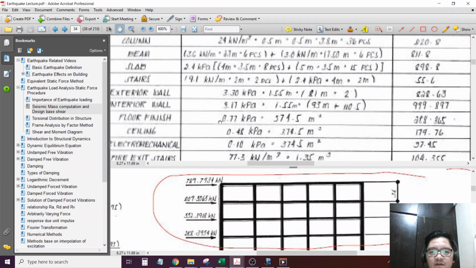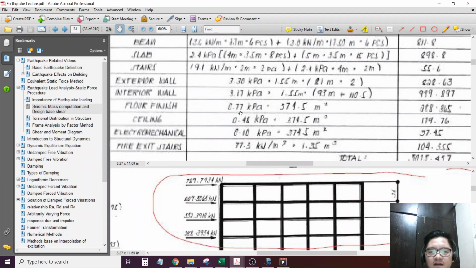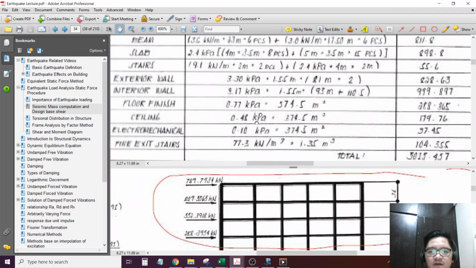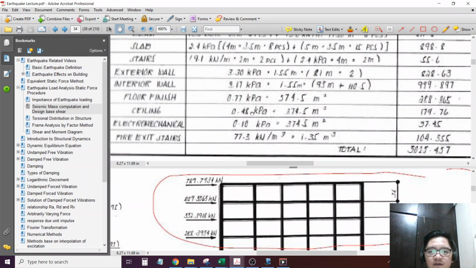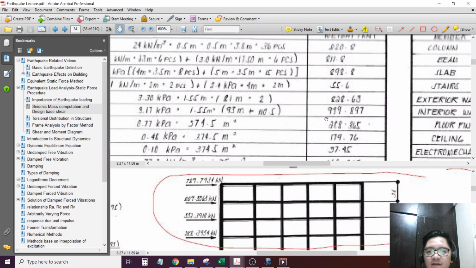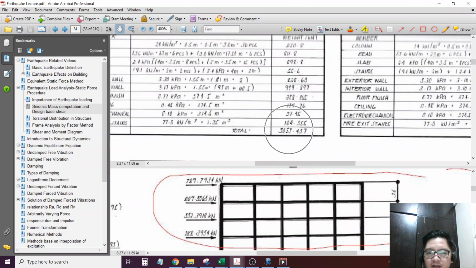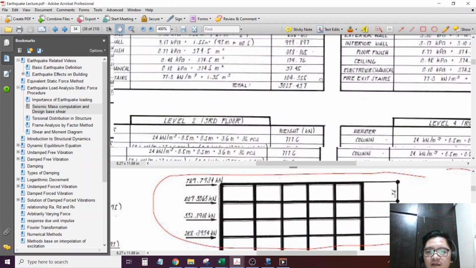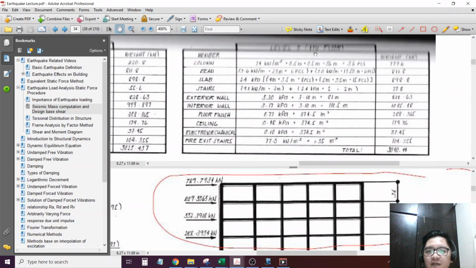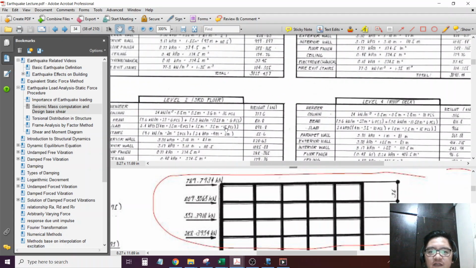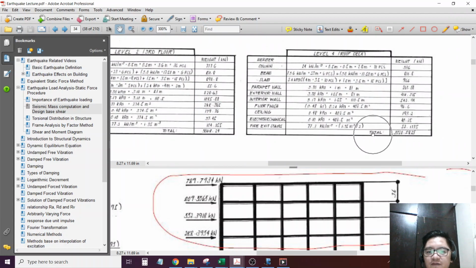Okay. Floor finish, typical yung ating load ng floor finish is 0.77 kilopascal. Okay, the ceiling, kung ano man yung nasa design criteria mo, 0.48 kilopascal, multiply mo sa area. So, yung electromech mo, kung ano yung weight ng electromech mo, multiply mo sa area. So, that's it. Then, you will get the weight per level. Okay? So, level 1, level 2, level 3, then level 4 is the roof deck.